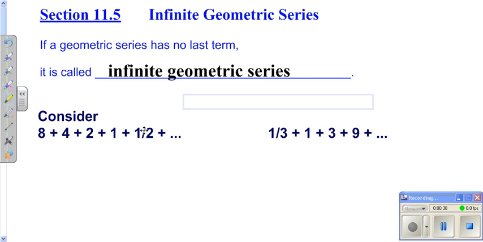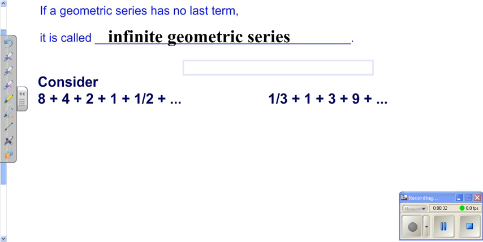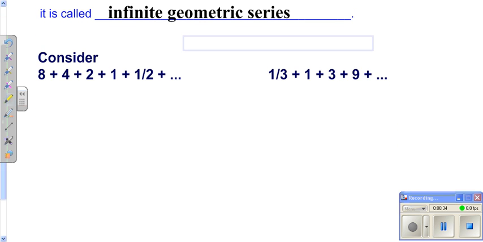Here's an infinite geometric series. Well, we're going to look at our sums. S sub 1 is the sum of the first term. Well, that's just 8. S sub 2 is the sum of the first two terms. That is 4 and 8 for 12. S sub 3 is the sum of the first three terms. Well, we add that together and we get 14.